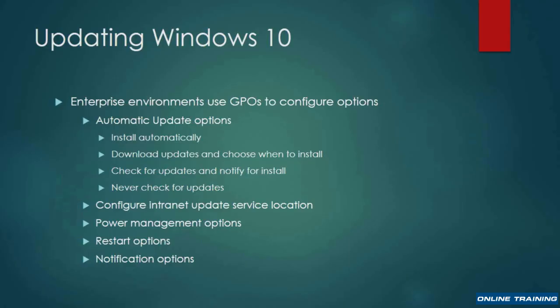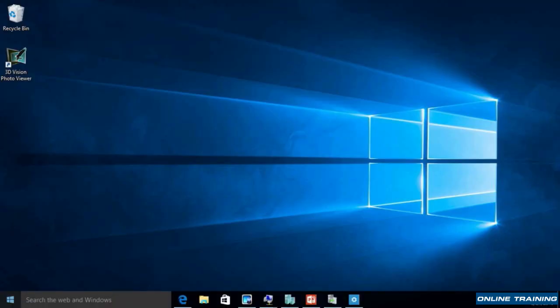There's some power management options in GPOs. Do you want to wake up the PC to apply updates, restart options, notification options? And so, as I said, in a domain environment, we want consistency. So rather than configuring this stuff on each individual computer, you'll see it configured in a domain-based GPO. So let's take a look at the update settings.